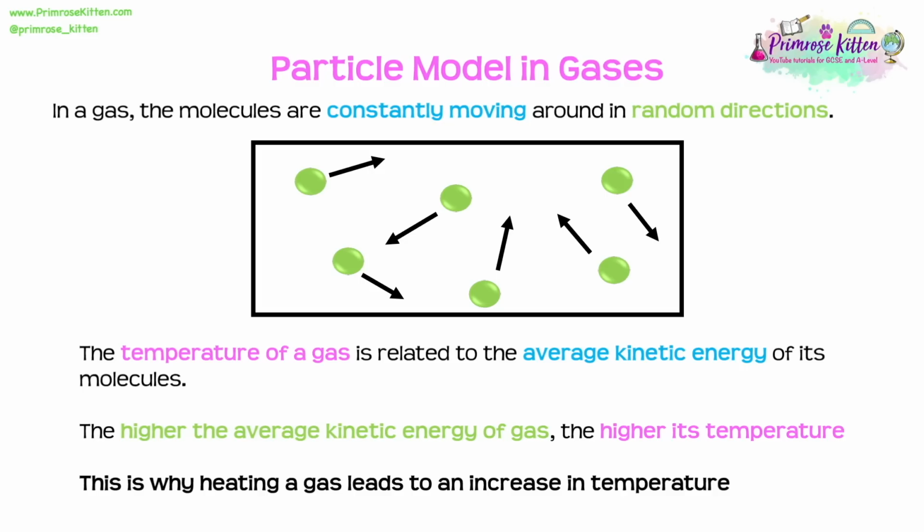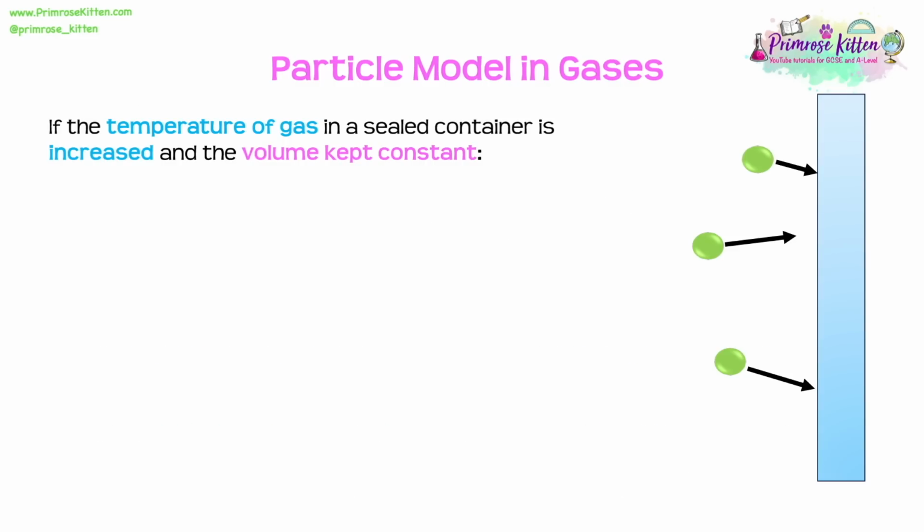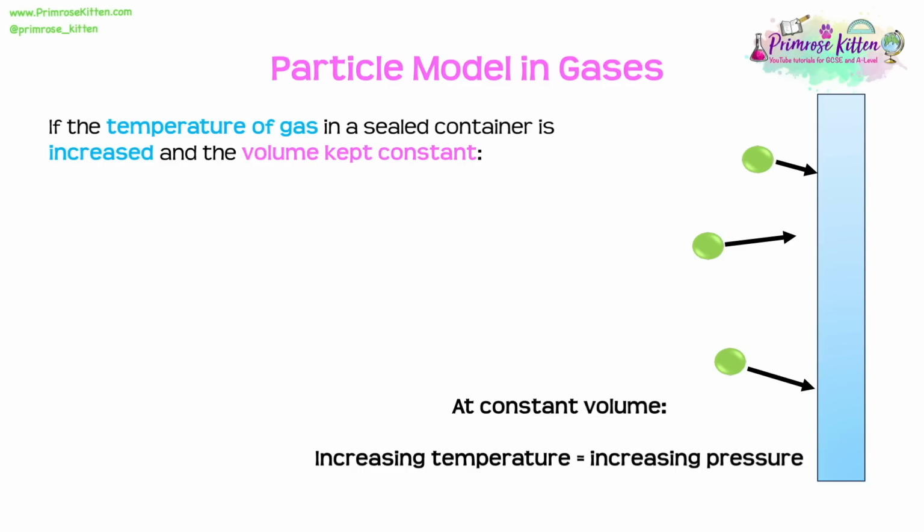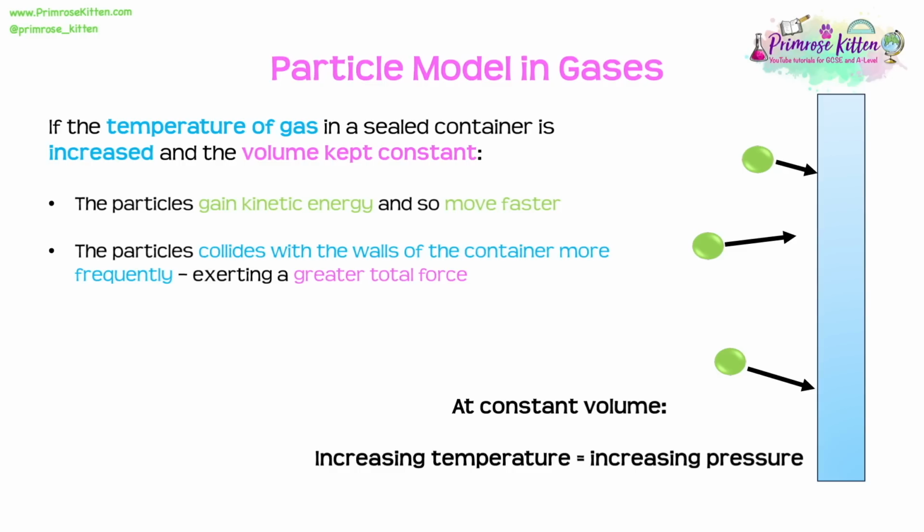its temperature. If we had a gas in a sealed container, and so its volume is constant, and we increased the temperature of the gas, we would see that the pressure increases. Let's think about why. The particles are going to have more kinetic energy, and therefore they're going to be moving around the container more quickly. Now, if it's moving more quickly, the particles are going to collide with the walls of that container more frequently. This means that we're going to exert a greater total force on the walls of that container. Now, this increases the pressure.